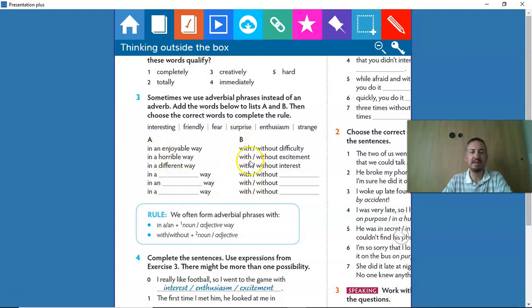Another pattern is letter B, with plus the noun. So with or without difficulty, with or without excitement, with or without interest, with or without fear, because fear is a noun, with or without surprise, it's also a noun, and with or without enthusiasm. So this is an adverbial phrase with. All right? Did you get it? So now that we have seen this, we can come up with the rule.